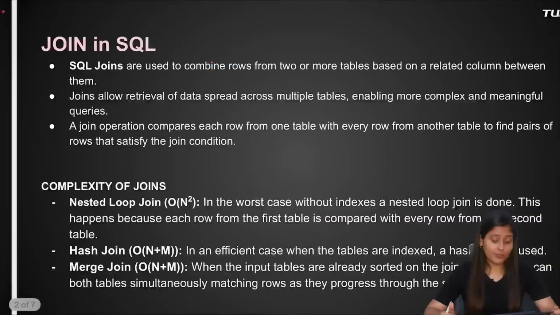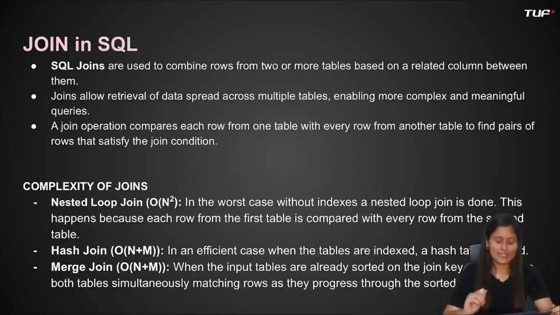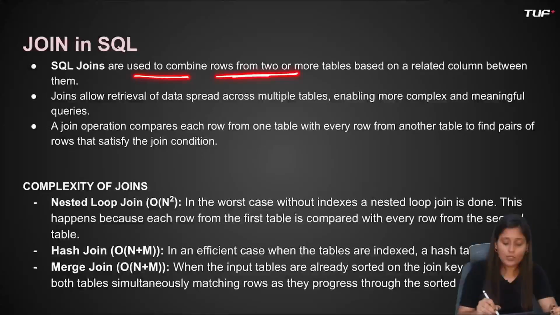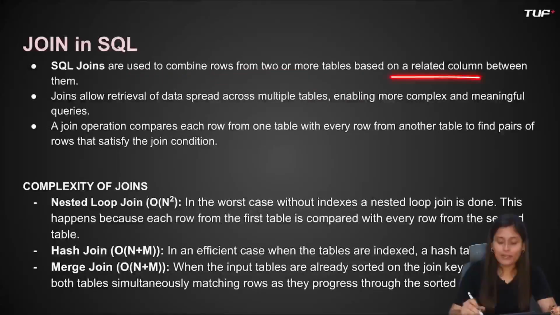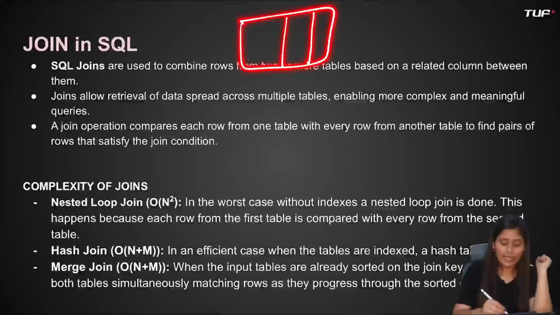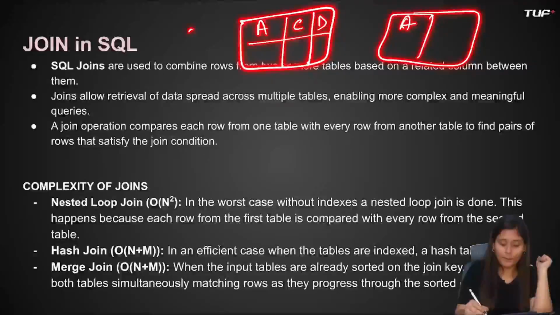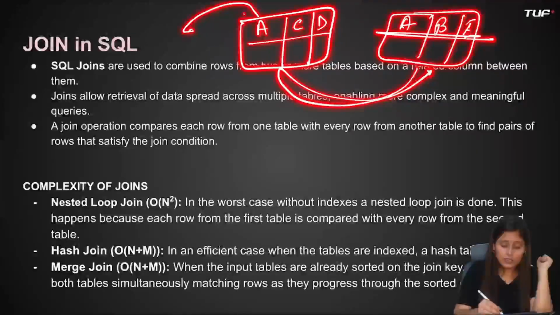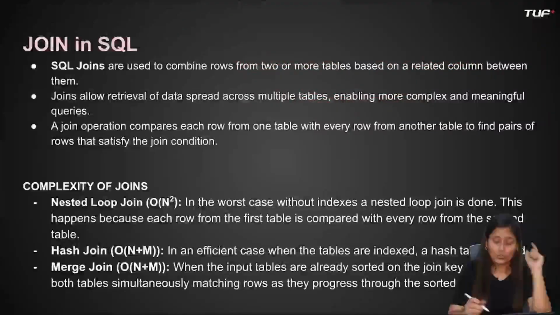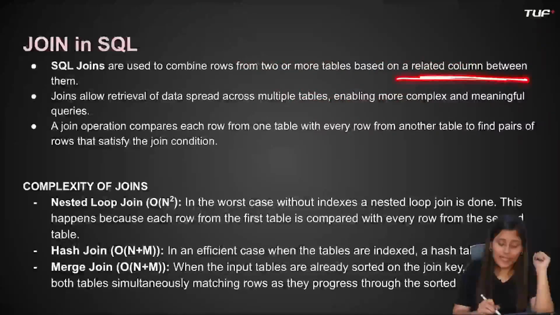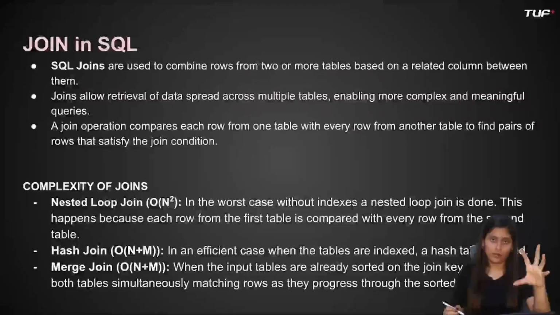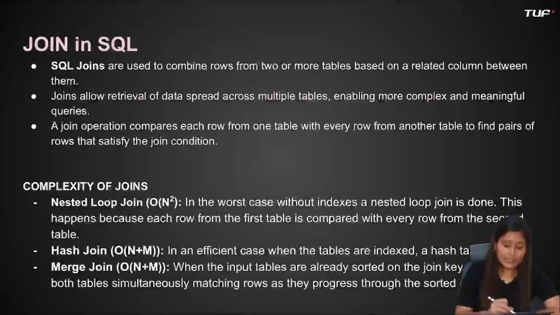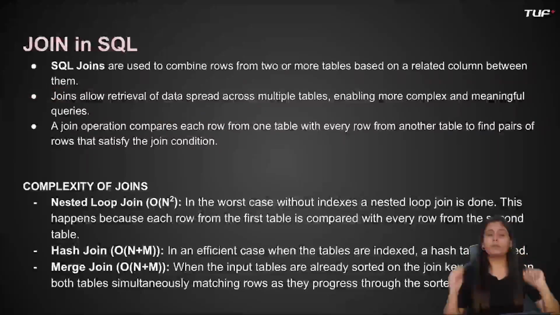So let's begin with the first topic, which is what are joins in SQL. Joins are used to combine rows from two or more tables based on related columns between those tables. Let's suppose we have a table with columns A, C and D and another table with columns A, B and E. We can join these two tables on this common column, right? On a related column, we can merge two tables with the relations between them. So it allows retrieval of data spread across multiple tables.